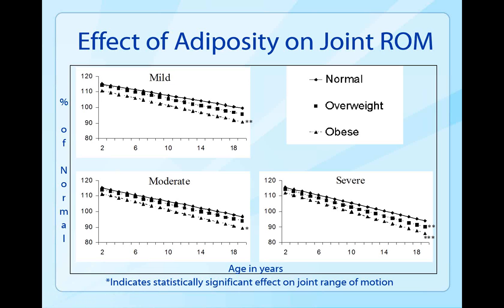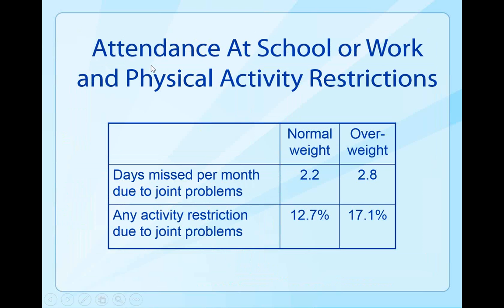So what do we do? So we also collected information on some of these other outputs, attendance at school or work and physical activity. And you can see that on average, the overweight individuals had more days missed per month on average due to joint problems, and a higher proportion of overweight individuals reported any activity restriction due to joint problems. So what do we do with this information?